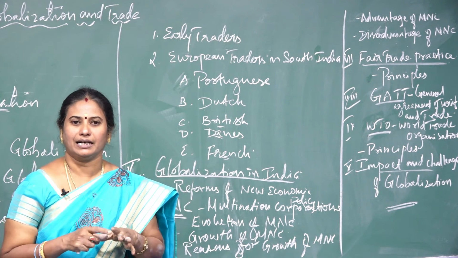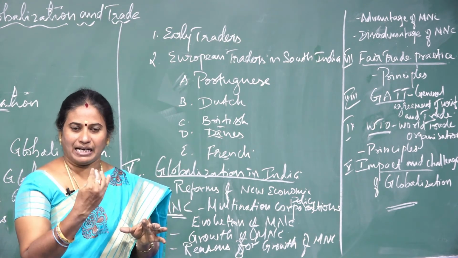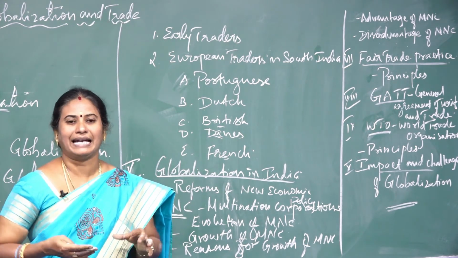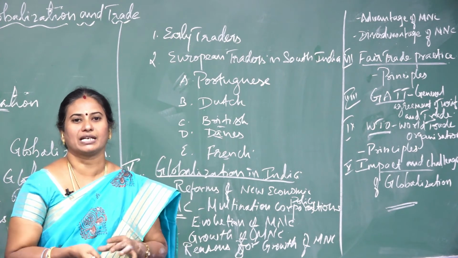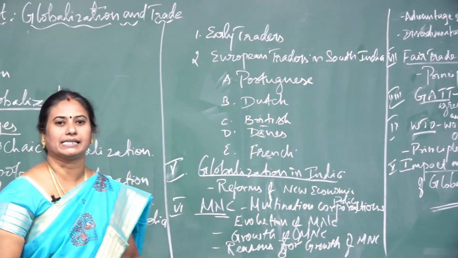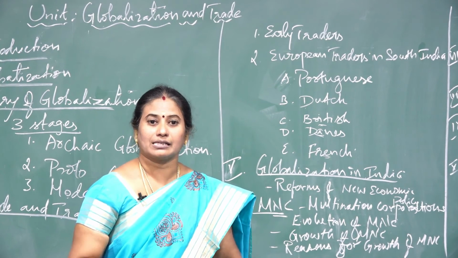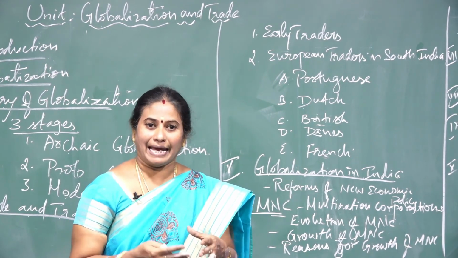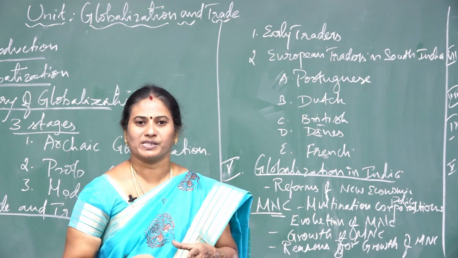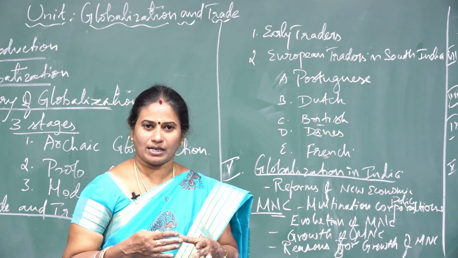I want to tell one thing about the multinational companies which existed in India in 2018. Next, I want to name 10 multinationals. The first one is Sony Corporation. Second is Hewlett Packard. Third is Tata Group. Next is Microsoft Corporation. Next is IBM.